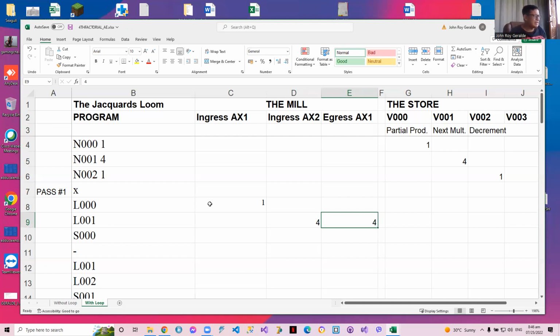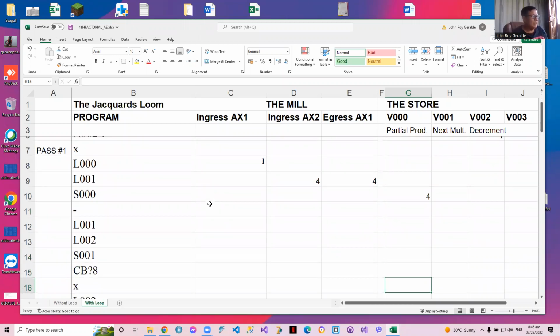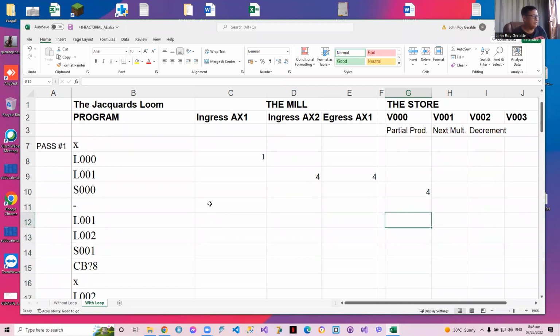And then we'll say S00, which means the y-axis will be transferred to S00. So this will now be 4. Do you follow? Any questions on this? Clear? Basically, S means it comes from the y-axis. If it's L, it goes into the ingress axis. Do you follow? And we'll do a minus.